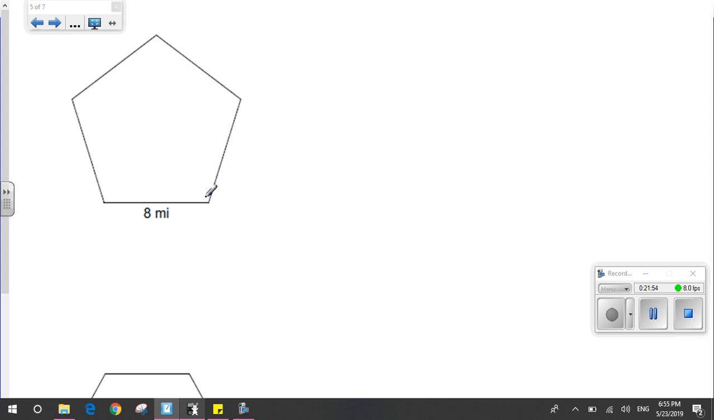All right, so we're going to find the area of this figure. That's what the instructions should say. I'm sorry, they don't. This is a regular pentagon, meaning all sides are congruent as well as all angles. But we don't know what each angle measures right off the bat.